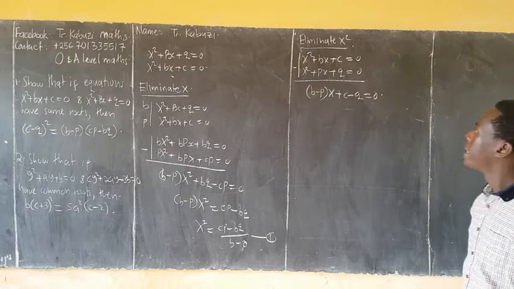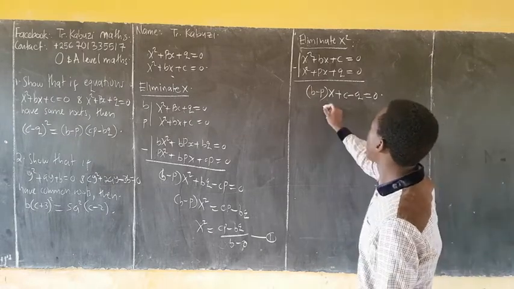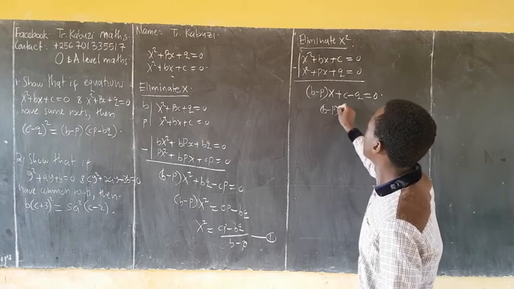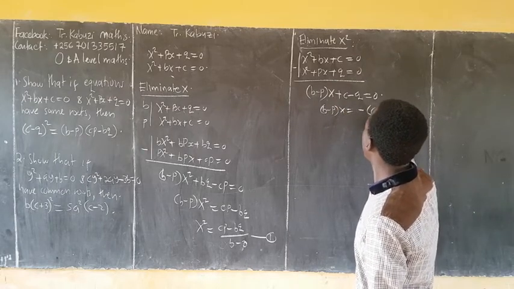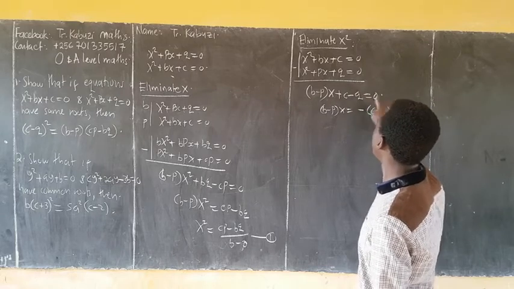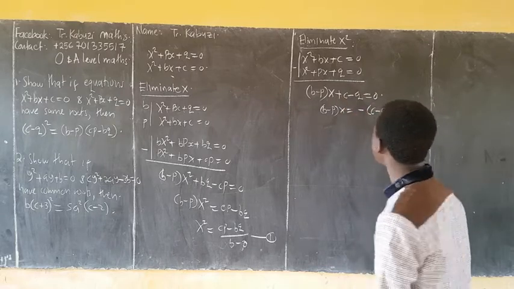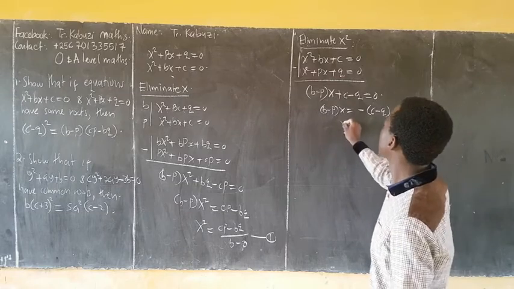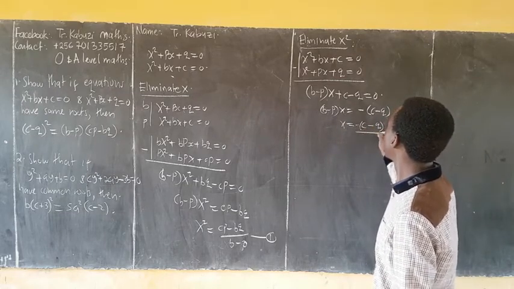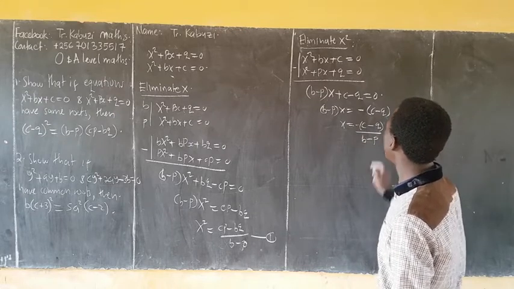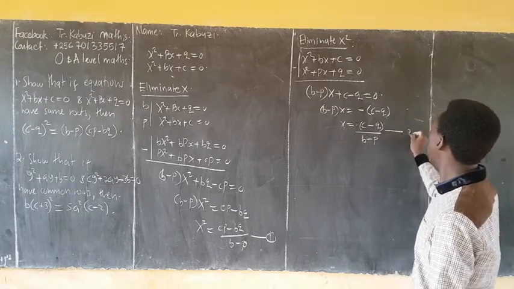So that is okay. Now, here I'm having b minus p x equal to negative c minus q. When I take all of this to the other side, it changes the sign. So now my x becomes c minus q over b minus p, with a negative sign. Now this one is equation 2.